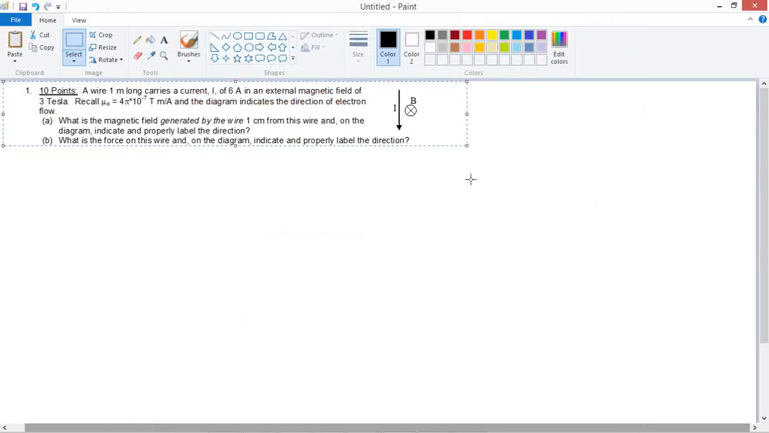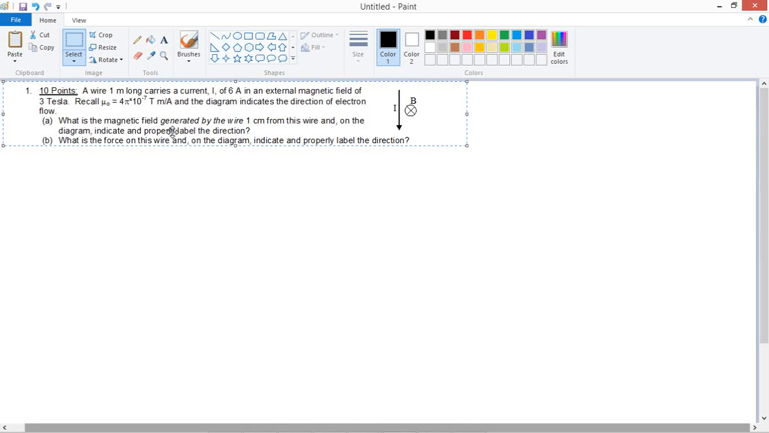This time, ladies and gentlemen, we're looking at a magnetics problem. We have a 1 meter long wire carrying 6 amperes, and we can presume that the wire is infinite. And we're just going to look at 1 meter's worth. And we're looking at the magnetic field due to an infinitely long wire.